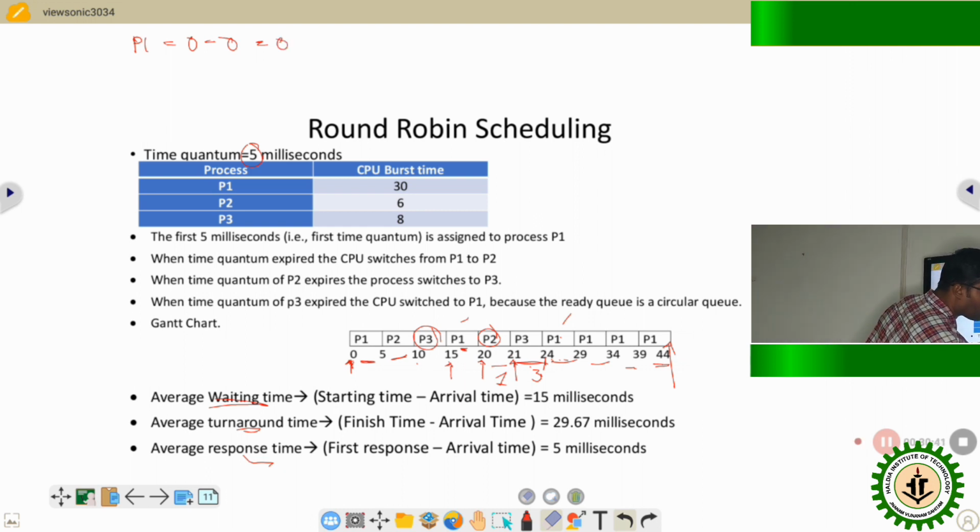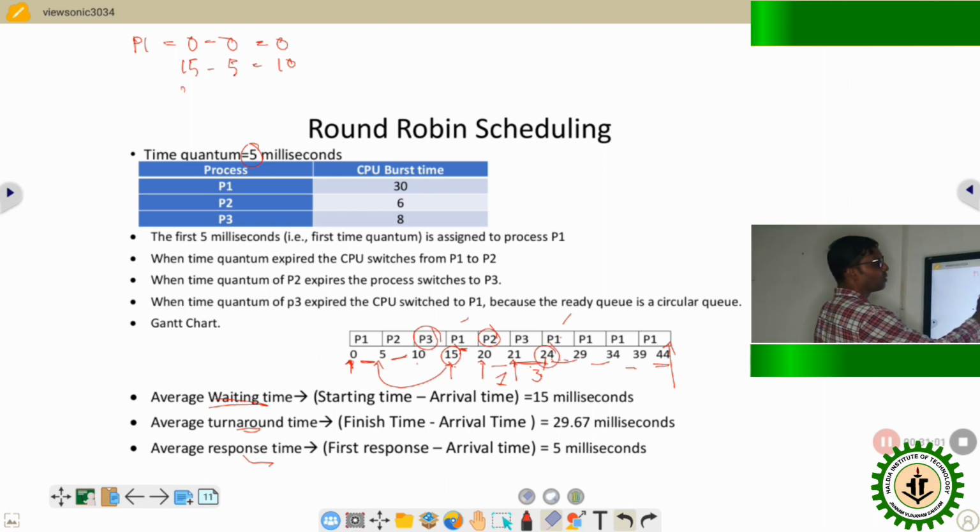Process P1 again starts at 15. So 15 minus the time where it left, 5. That is 5, meaning 10. Process P1 starting time again is 24. So 24 minus process P1's previous finish time, which was 20. So it is 4. Now the total is 14 for process P1 only.